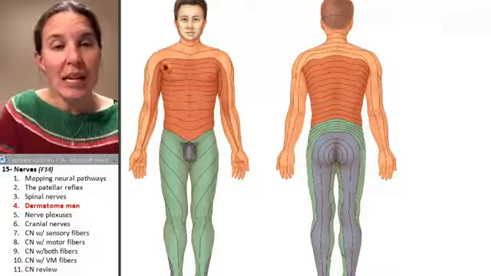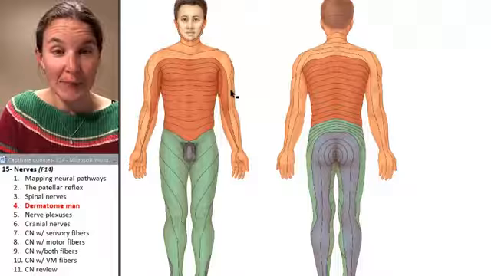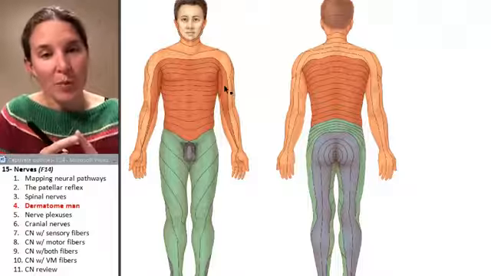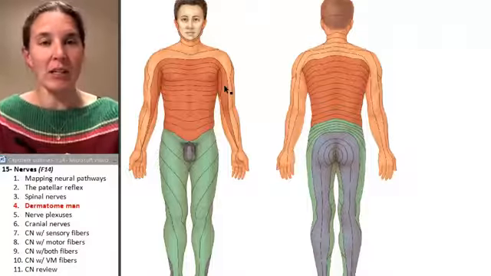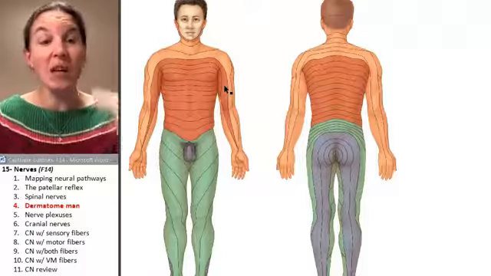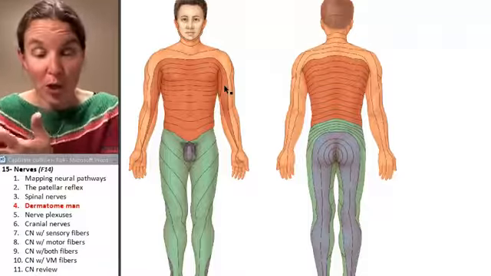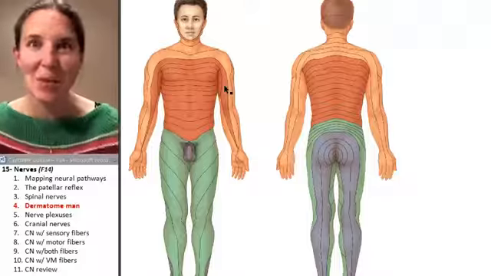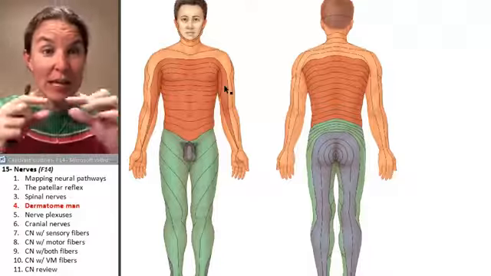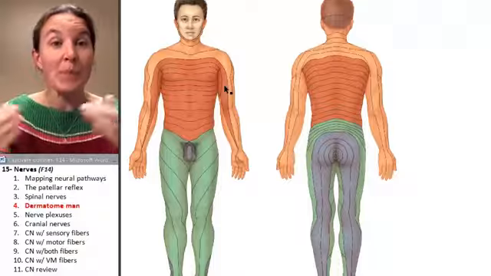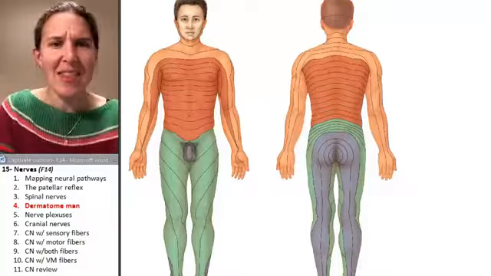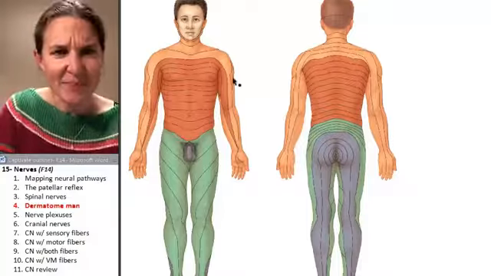And you'll notice that he has stripes on him, and the stripes represent the different spinal nerves that are carrying some sort of sensory fiber in their spinal nerve highway to this area of skin.